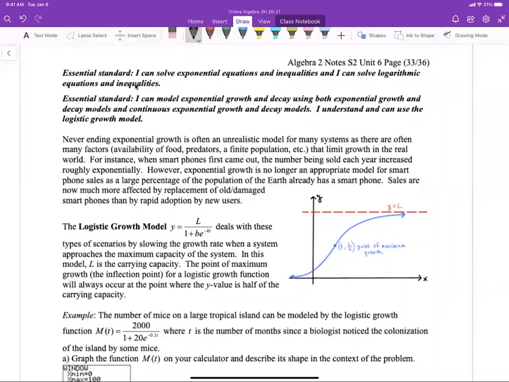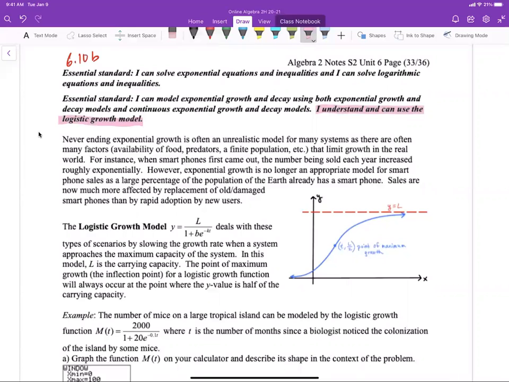All right, this is my lesson for 6.10b. And essentially, it is the same standard as we've been dealing with, except today we are going to discuss a new type of growth model, and it's called the logistic growth model.